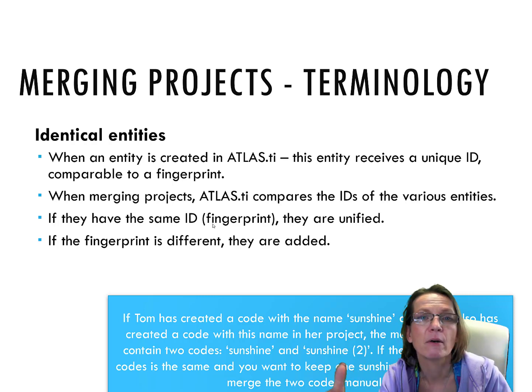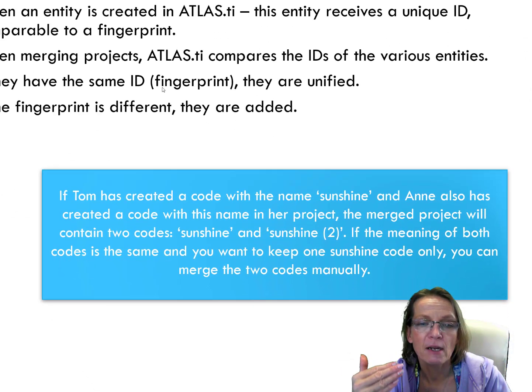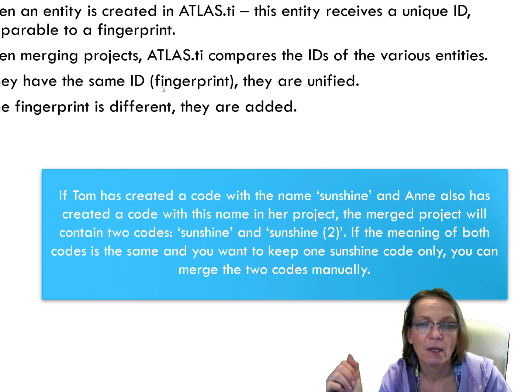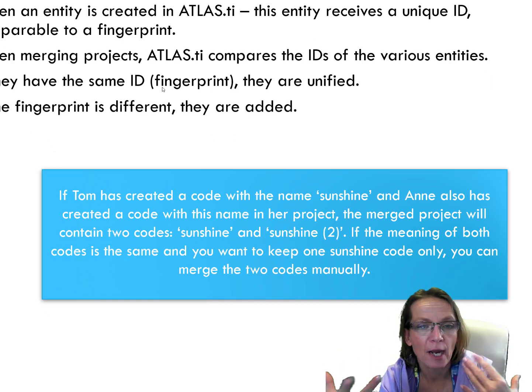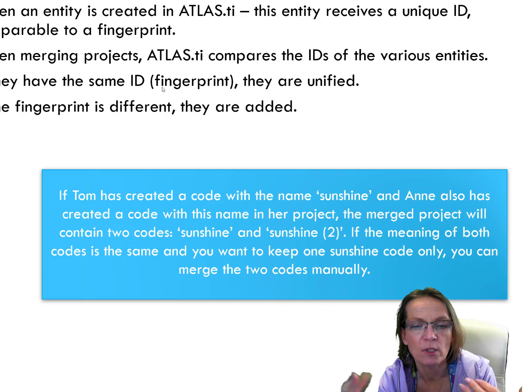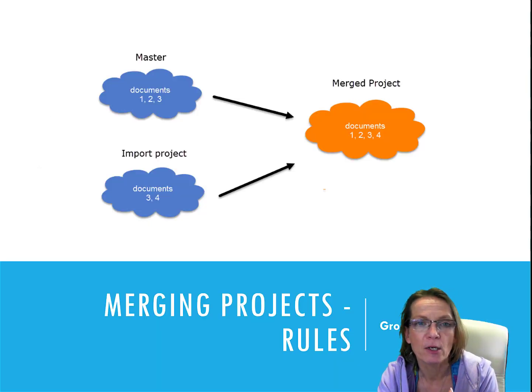Are these the same entities? Then I can merge them. Are they different? Then I will add them. What you see here in the blue box down there is that if two coders happen to add the same code, and here the example is Sunshine, then when you merge, you get a Sunshine and a Sunshine 2 code. So you will easily spot the duplicated codes that then can be merged.